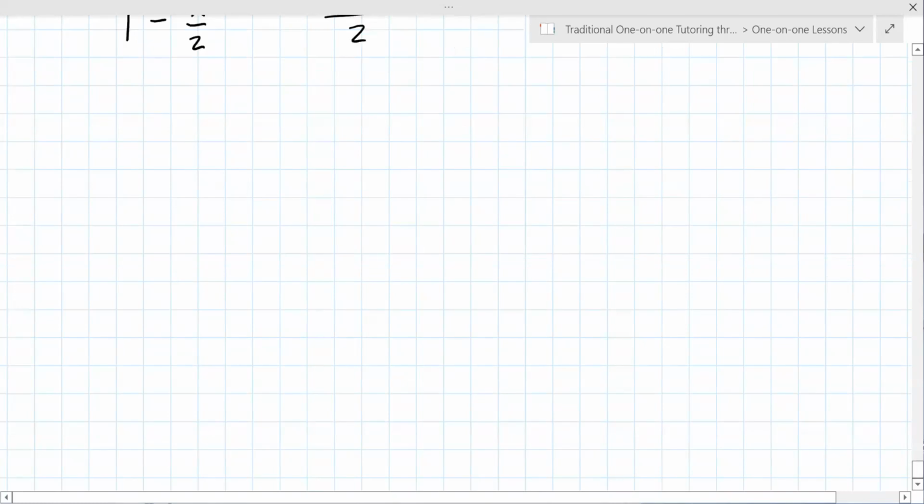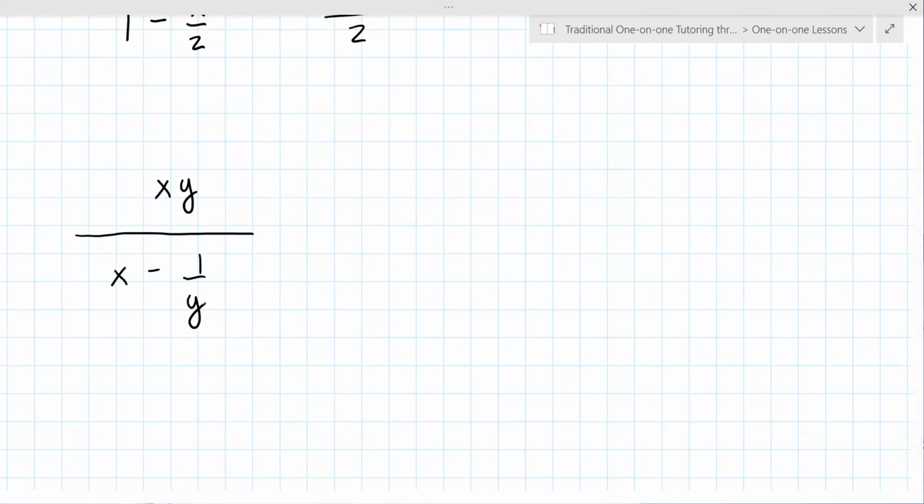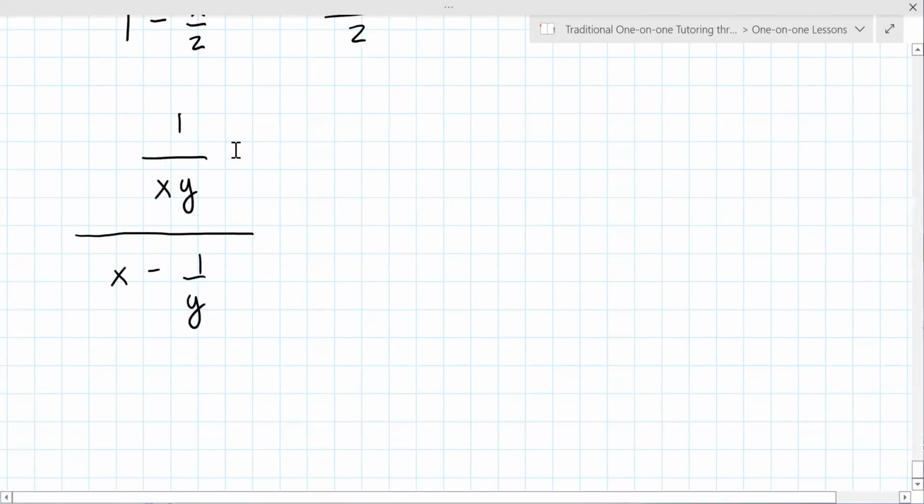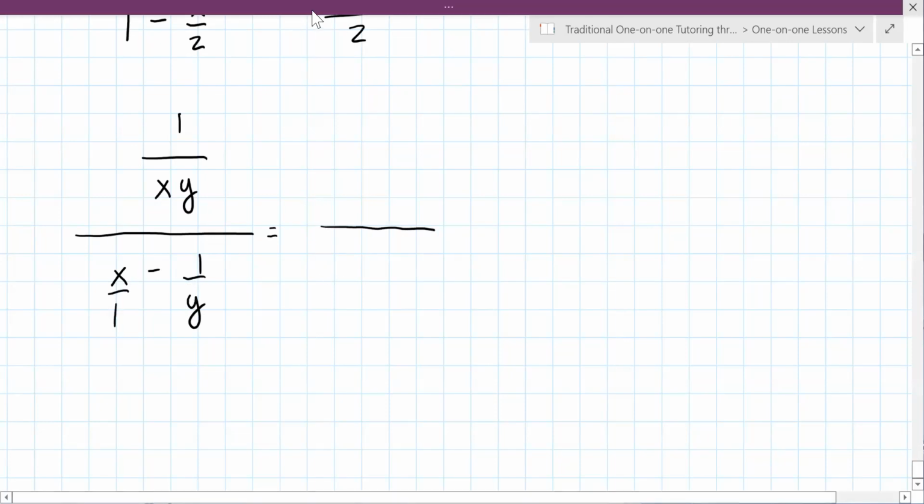Well, you might get a problem like this, something like x, y over x minus 1 over y, something kind of absurd like this. It's the same process. Actually, let me put a 1 over this up here. Let's do it this way. You still want to make a common denominator. So you really look at the bottom here. The common denominator is going to be the xy.